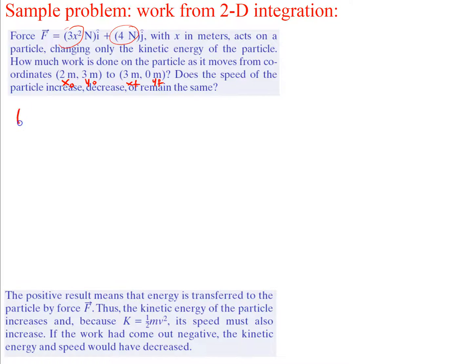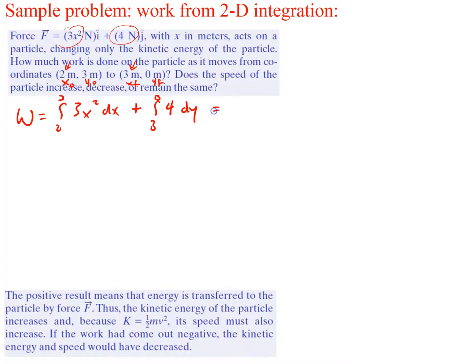Well, we know that our work is just going to be the sum of each of the components. So it's going to be the integral, and in the x direction we're going from 2 to 3. So here's our initial and here's our final. From 2 to 3 times the force, which is going to be 3x squared, times dx. So that's our x component. Now we want to add our y component, and that's going from 3 to 0, because we're starting at 3 and going to 0 in the y direction, multiplied by our force, and then dy. Our force is not variable in the y direction.